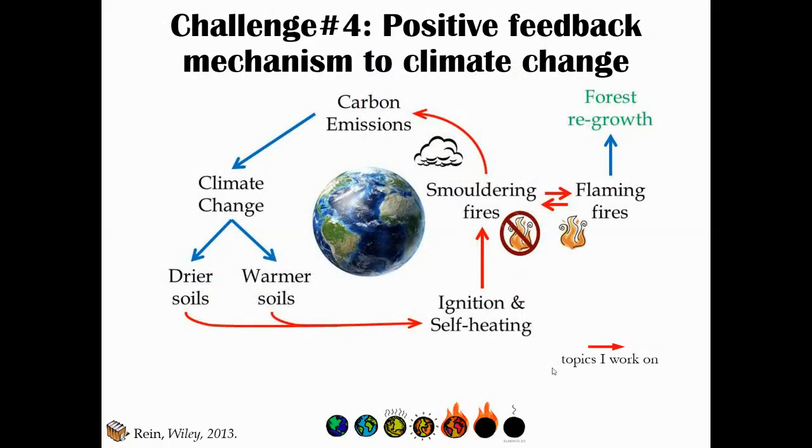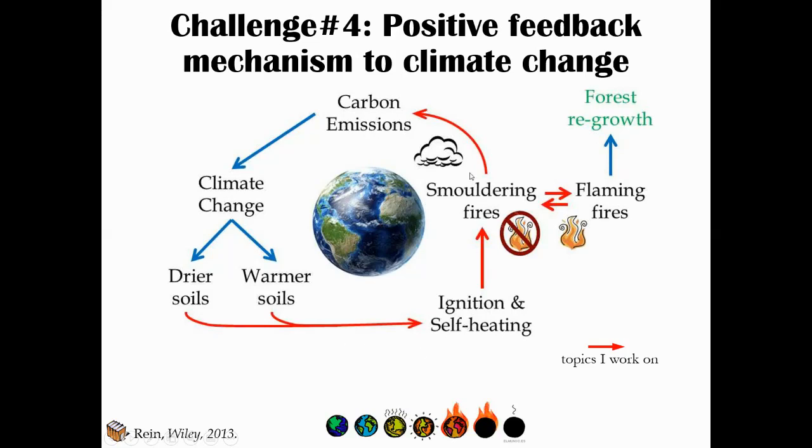And of course, we should not forget that many of these components that are in the atmosphere produced by smoldering are carbon. Peat is rich in carbon. When it burns, it actually emits a significant amount of carbon. So let me take you into this other challenge, the fourth and last challenge. It's a positive feedback mechanism with the climate between smoldering and carbon emissions.